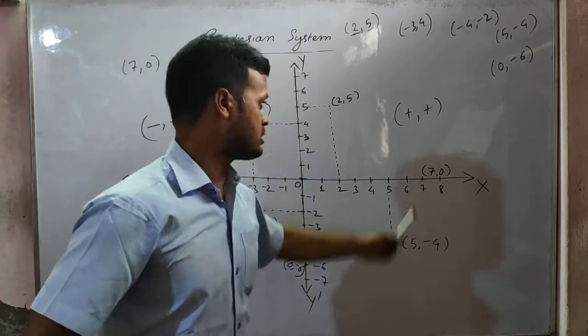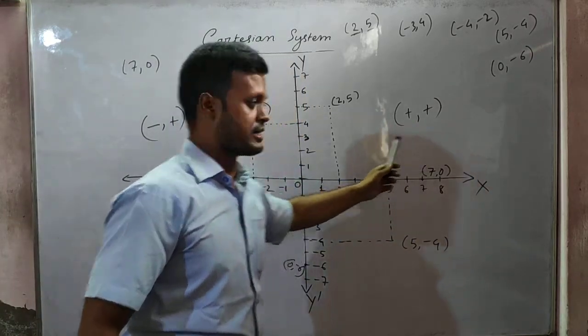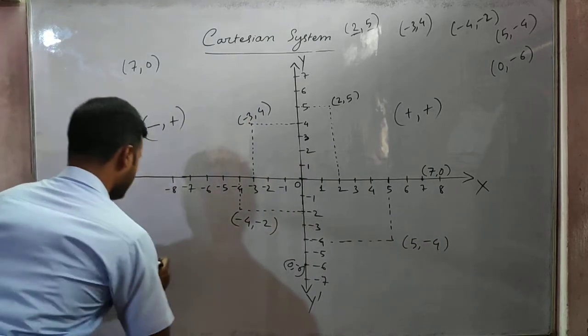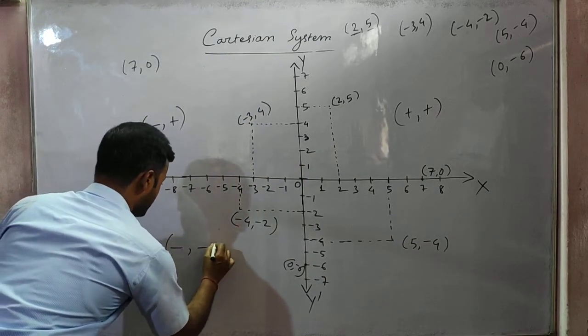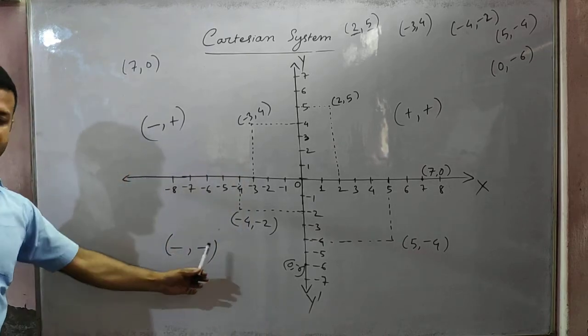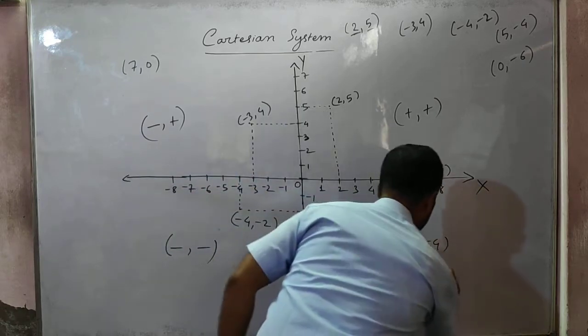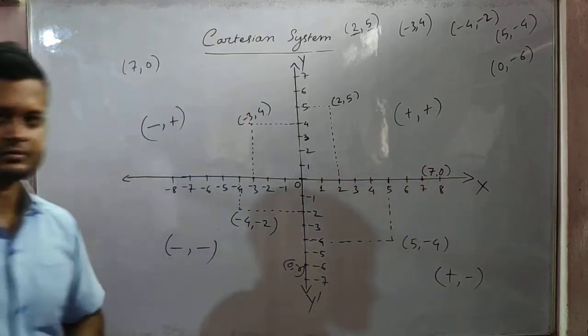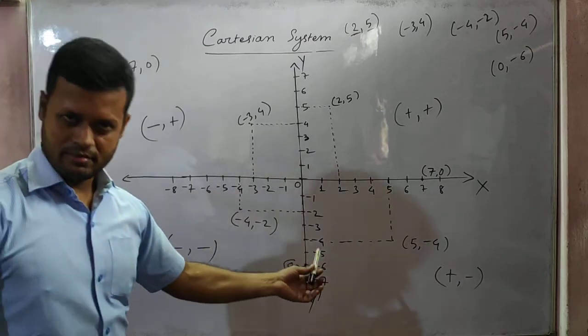In the first quadrant, both x and y are positive. In the second quadrant, x is negative and y is positive. In the third quadrant, x is also negative, y is also negative. And in the fourth quadrant, as we can observe, x is positive but y is negative. Please remember this, okay?